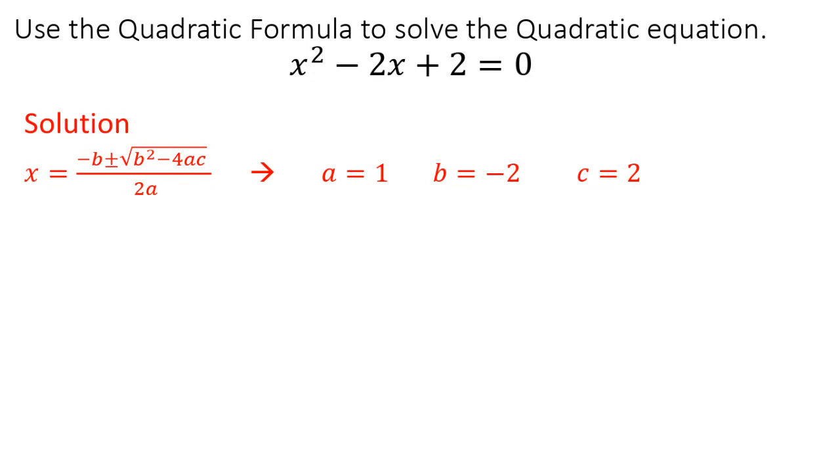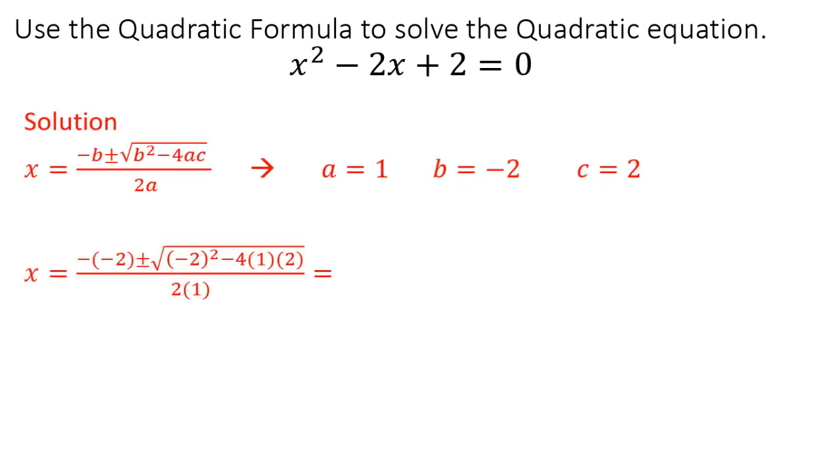And so we did a couple of these last week. We next substitute those values. So we have minus -2 plus or minus the square root of -2 squared minus 4 times 1 times 2, divided by 2 times 1. Then we simplify. So we end up with 2, plus or minus the square root of 4 minus 8, divided by 2. 4 minus 8 is going to be -4. And so already here, since you have a negative, you know that there's no real solution. So your graph is going to be either above the x-axis or below the x-axis.